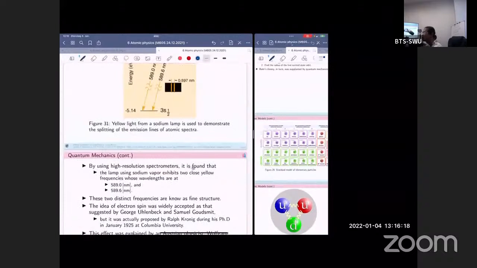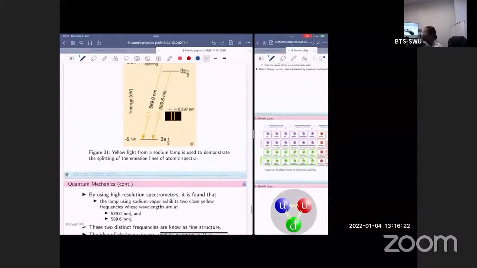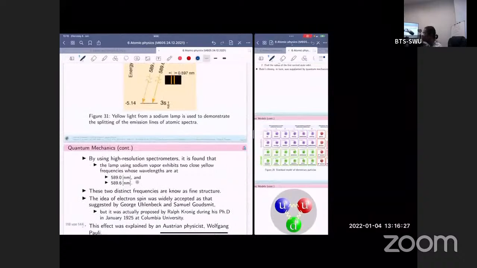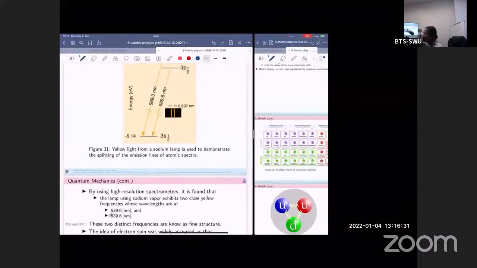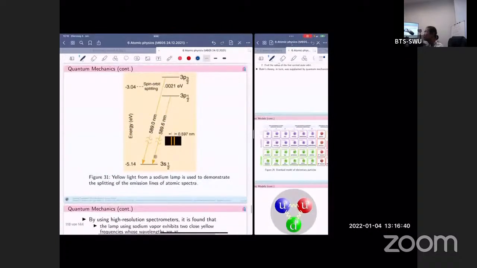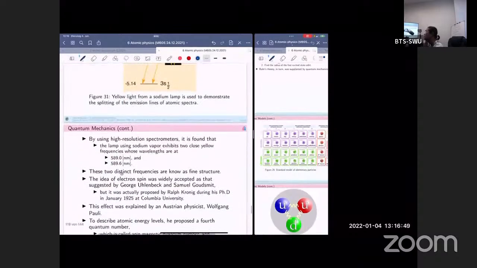By using high resolution spectrometers, we found that the yellow light emits two wavelengths. The first one is 589, and the other is 589.6, a little bit greater. The larger the wavelength, the lower the energy, right? So the energy difference here is smaller than this one.